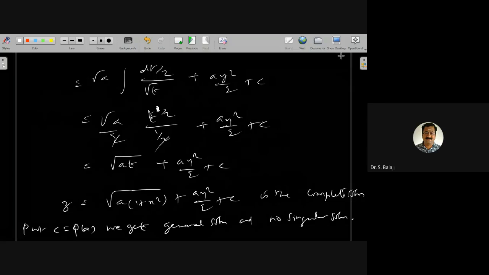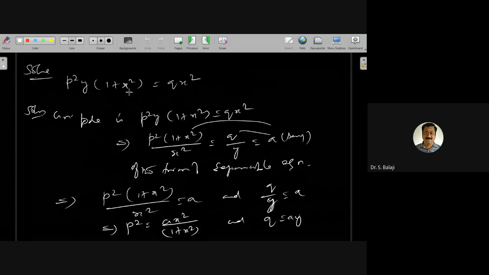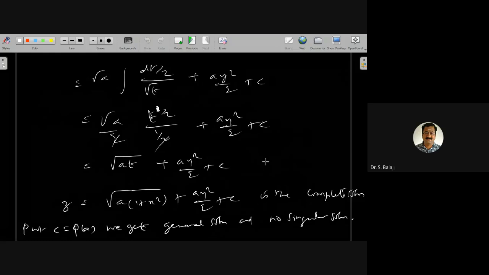Okay. The idea is very simple. You can split p dx on one side and q dy on another side, and after that splitting, it will be a separable equation. Therefore, try to identify what is p and what is q. By identifying p and q, the complete solution is given by integral p dx plus q dy plus c, and then you can substitute here and solve the integration. This is the idea.